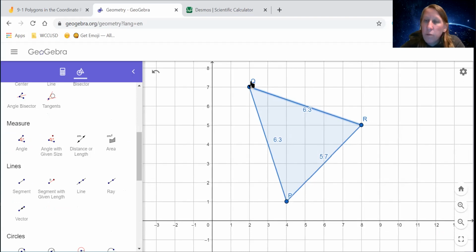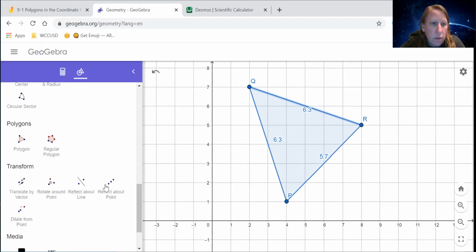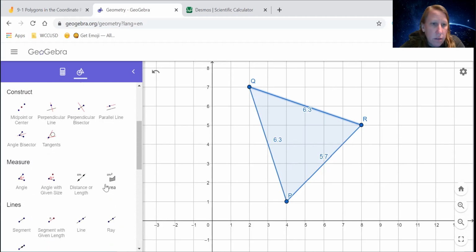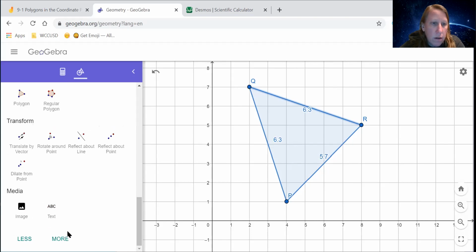That shows me what kind of triangle it is. It's isosceles again. These two are the same. Yeah, I can also find the slope. The slope tool is down here. I think it's in more.